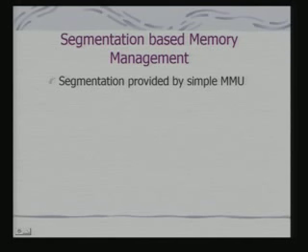Now, how is this virtual memory realized? The simplest form is that of a segmentation based memory organization. Whether we are having really the mapping from secondary storage to the primary storage or not, independent of that fact, I can have my primary memory organized in terms of segments. This segmentation is primarily provided by the simple MMU.